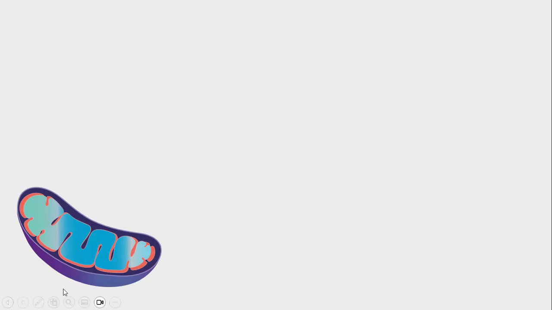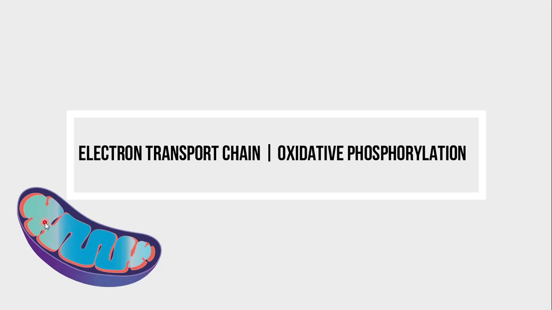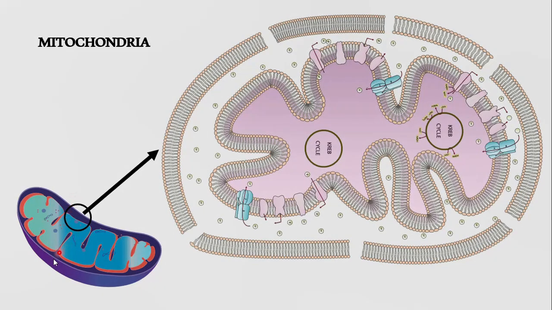Hello everyone, in this video we are going to learn what the electron transport chain or oxidative phosphorylation is, or how energy is produced on the inner membrane of mitochondria. As we know, mitochondria is a double membrane bounded organelle which has its own DNA and ribosomes. Both the inner and outer membrane of mitochondria are a lipid bilayer structure, and the inner membrane of mitochondria contains a series of electron carriers that are called electron acceptors or complexes.